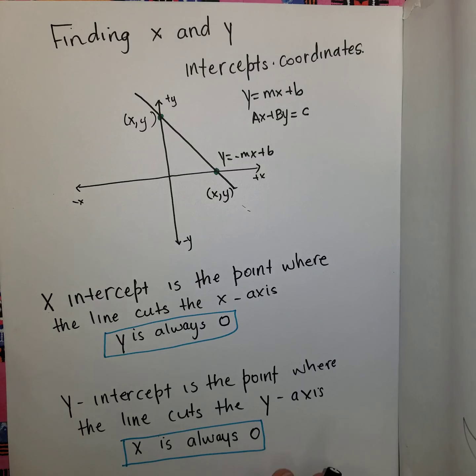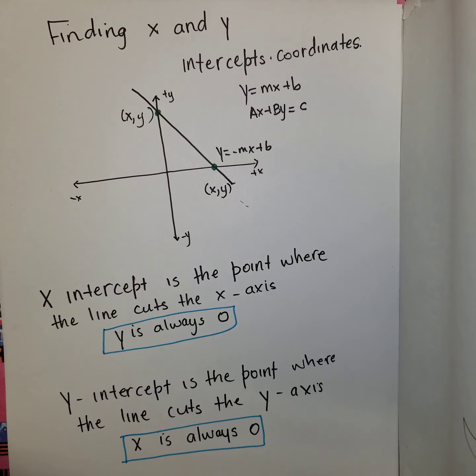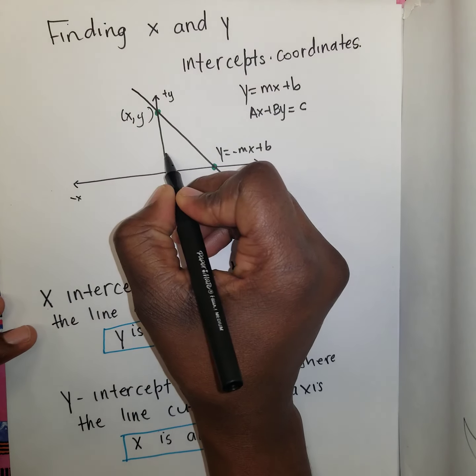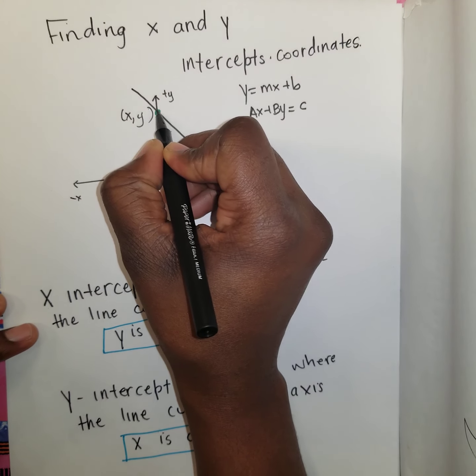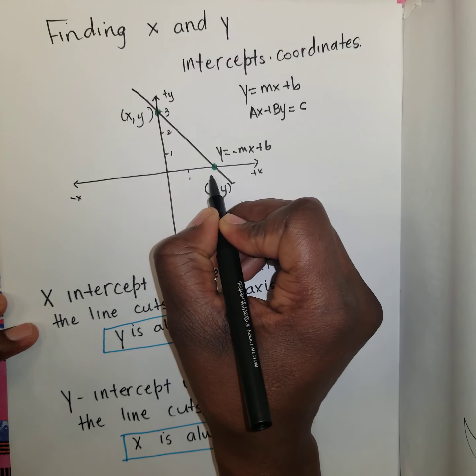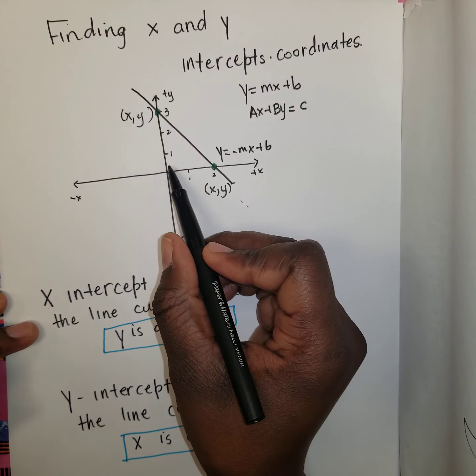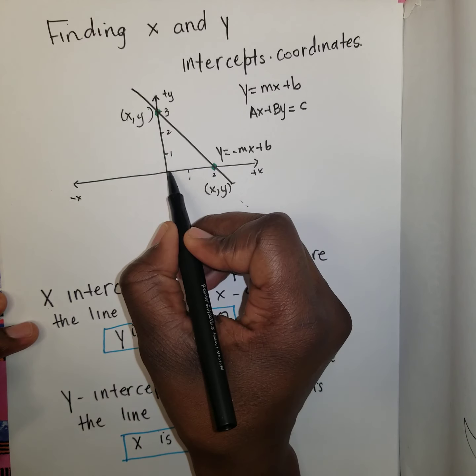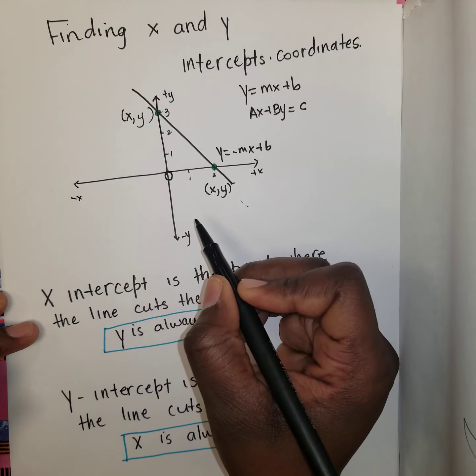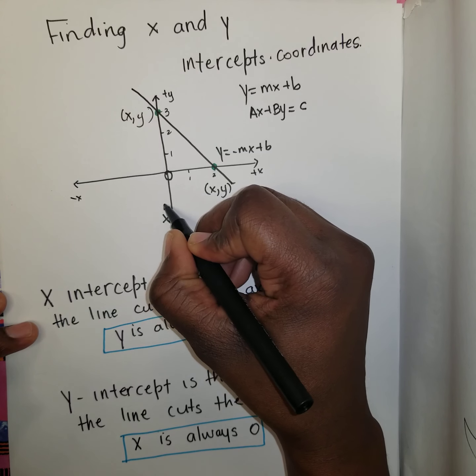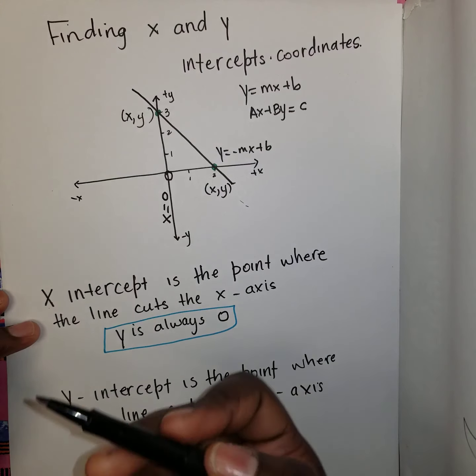All right, so there are a few things we need to know about the x-intercept and the y-intercept. Let me use some real numbers here. For the y-intercept, x is always equal to 0. x is equal to 0. Let me explain this to you.